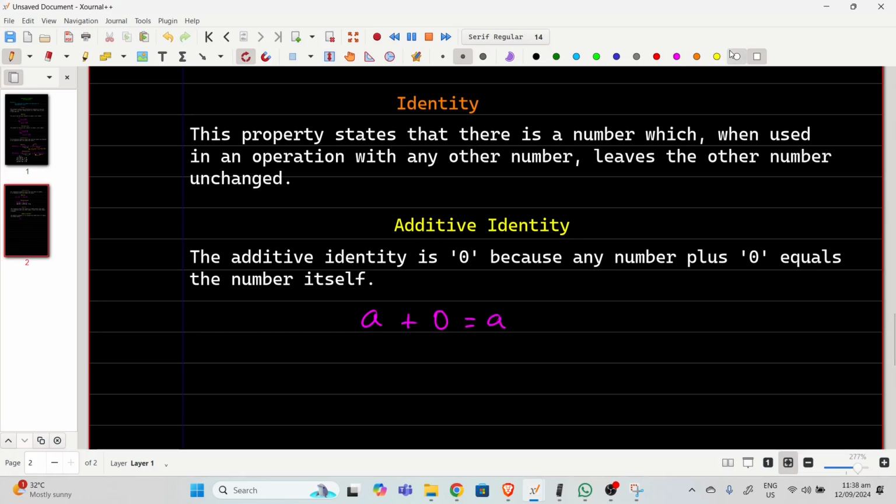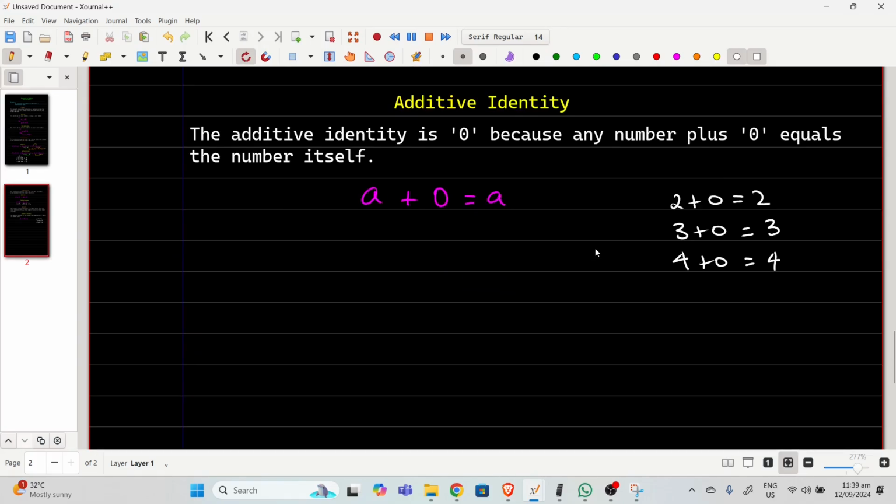You can think of it like this: 2 plus 0, we get 2. 3 plus 0, we get 3. 4 plus 0, we get 4. That's the additive identity. So 0 is the additive identity, because anything that we add 0 to, we always get back the same number.